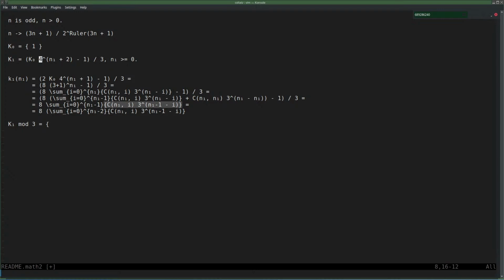Sorry, I think that I just started with the wrong formula. So we start with this, then we get indeed 4 to the power 2 is 16 with n is 0. Minus 1 is 15, divided by 3 is 5, and 5 is the first number of K1. So that's correct then for n−1 starting at 0. And I have to quickly redo all of this, unfortunately.